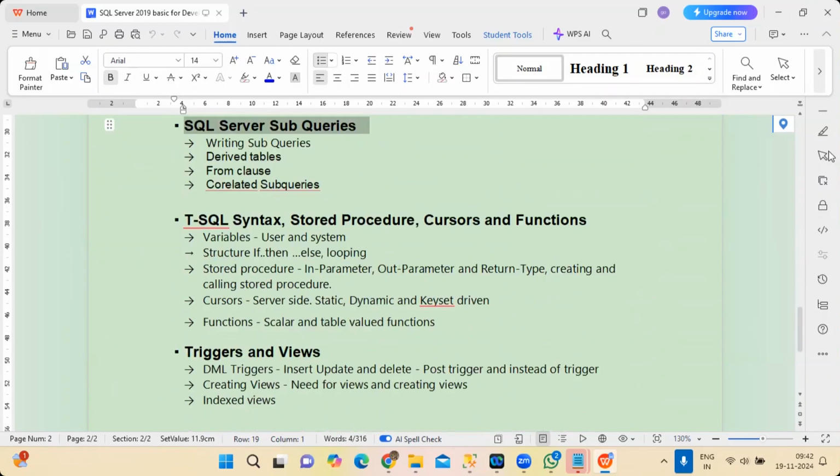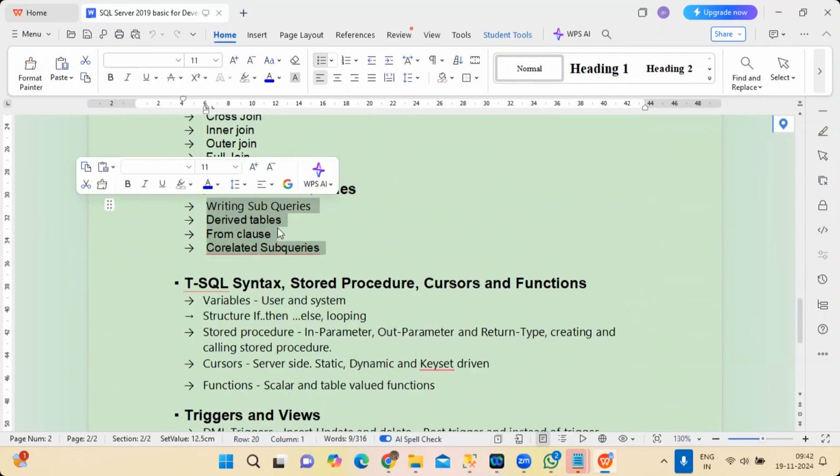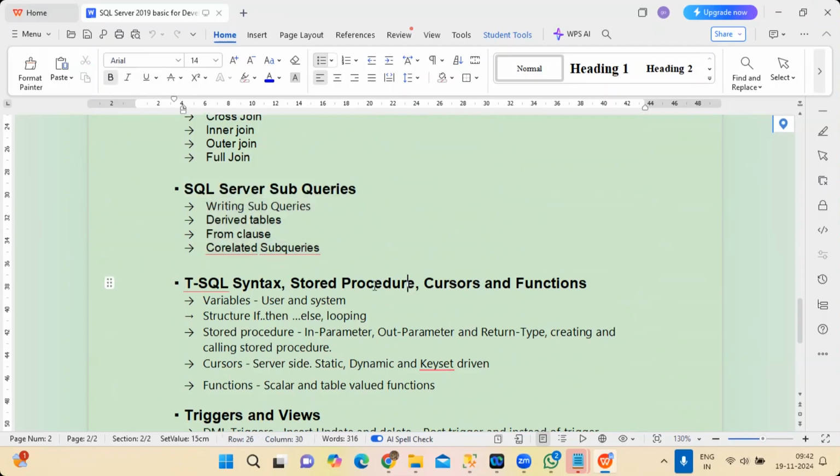Then later we have other programming features available in SQL Server. Apart from just retrieving the data, we can do some basic processes we can execute. Like for example, I want to process an order. Then what all I need to do inside the table in SQL Server, all that you can do within a procedure. So we have something called stored procedure, which will implement a process. Then we have cursors and functions, which are features available in SQL Server.